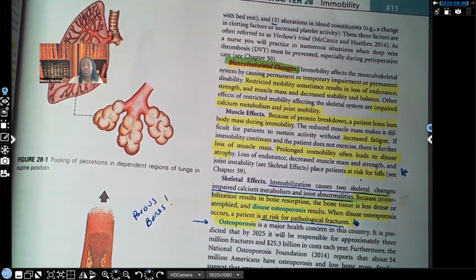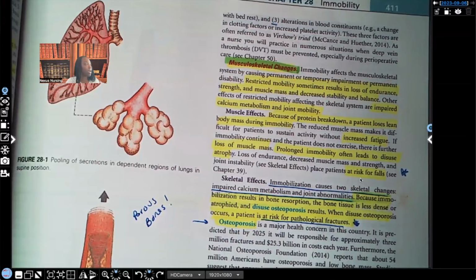If you are studying immobility right now, you better know the biggest complications of immobility. You're going to be concerned about falls. You're going to be concerned about pneumonia. You're going to be concerned about that patient's respiratory status. You're going to be concerned about their metabolic status. Let's keep going.